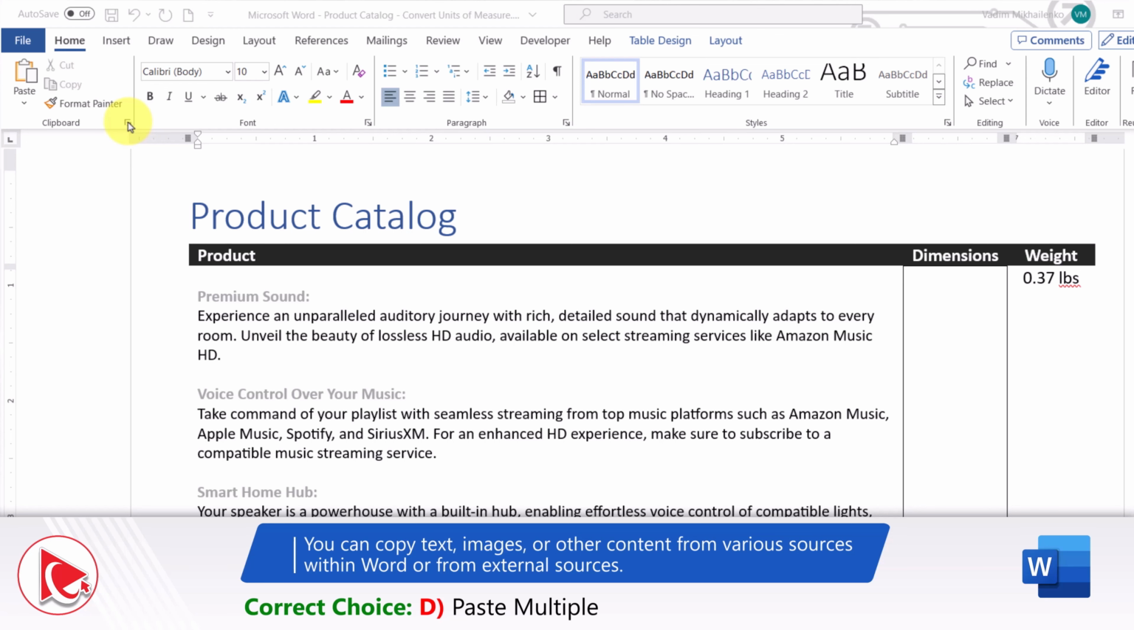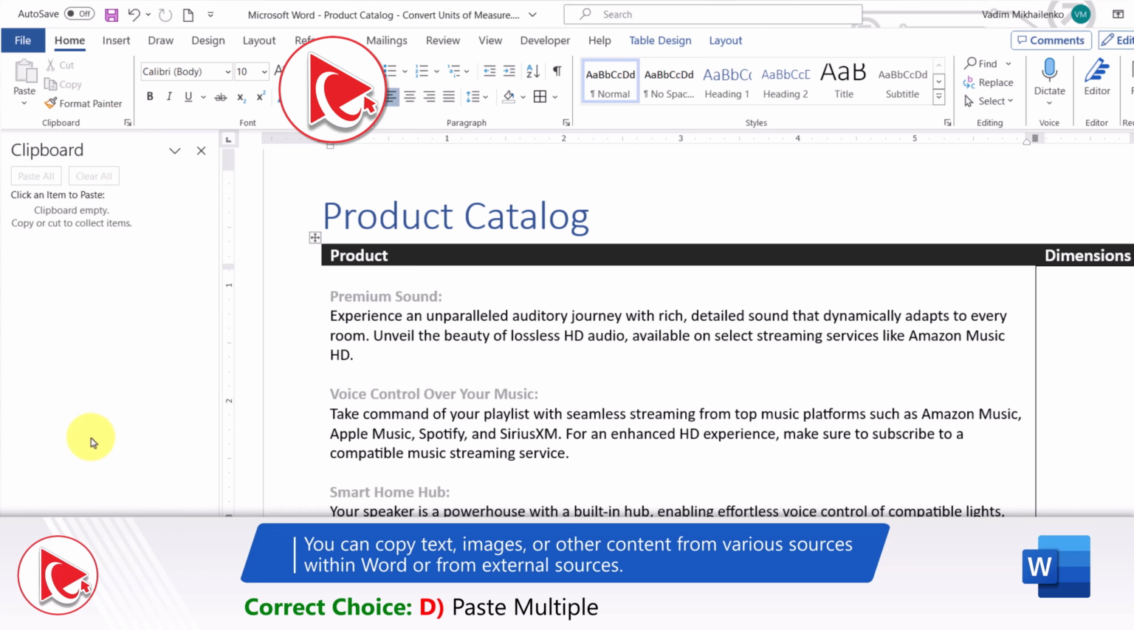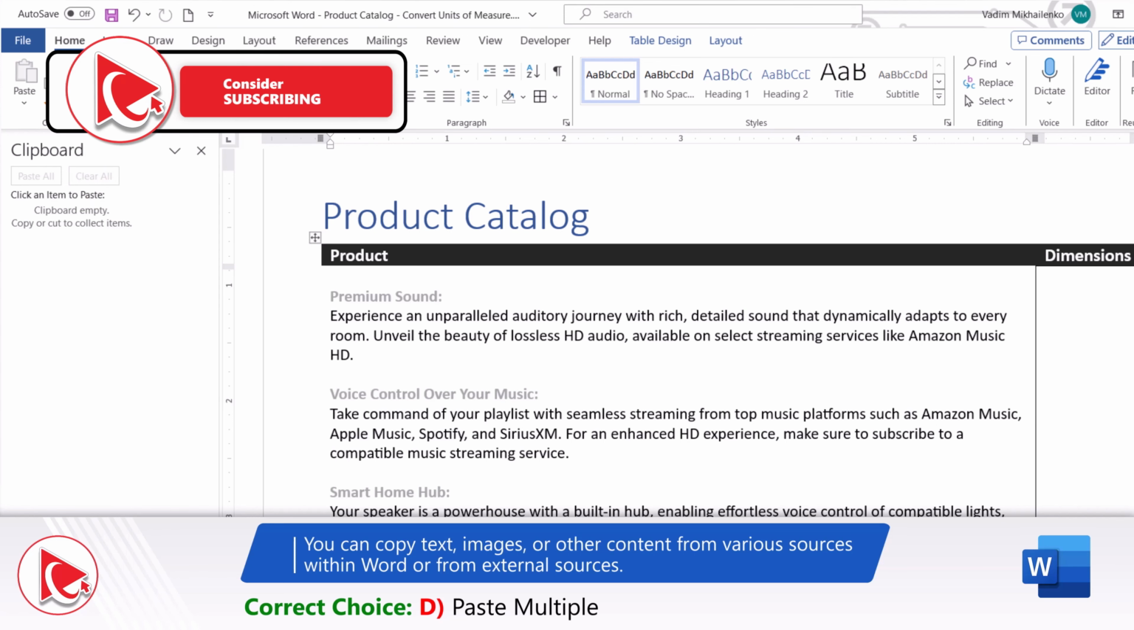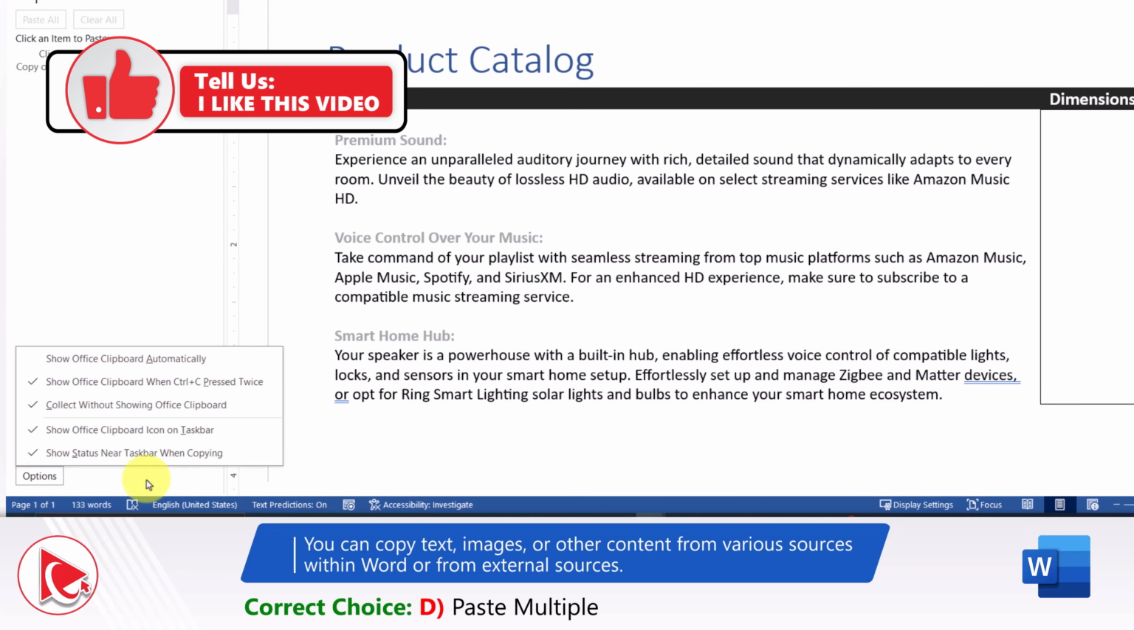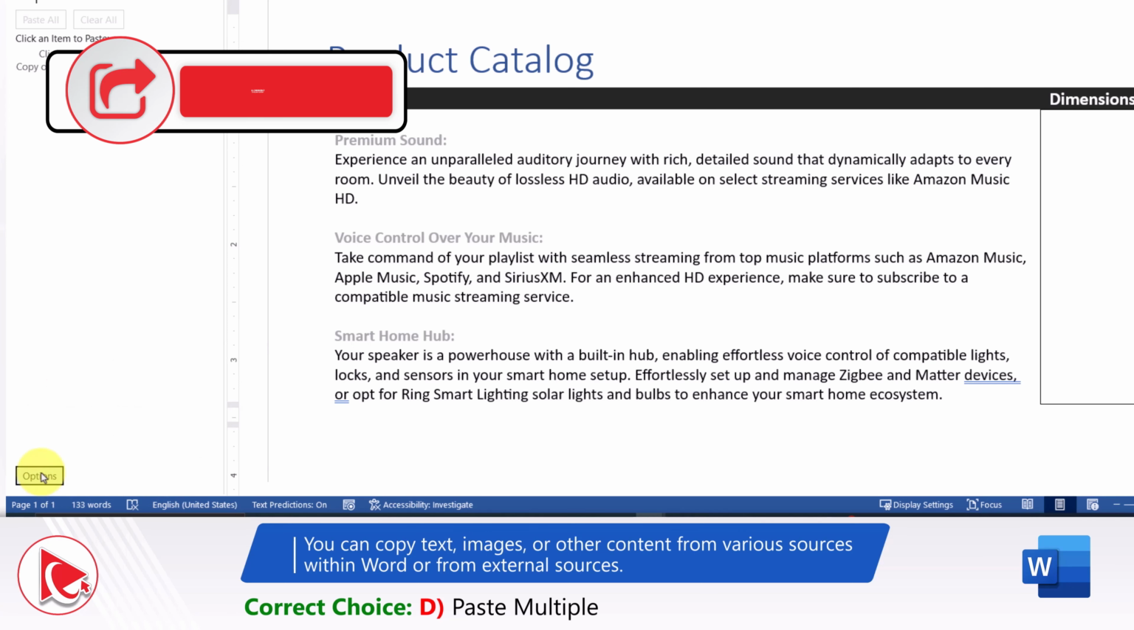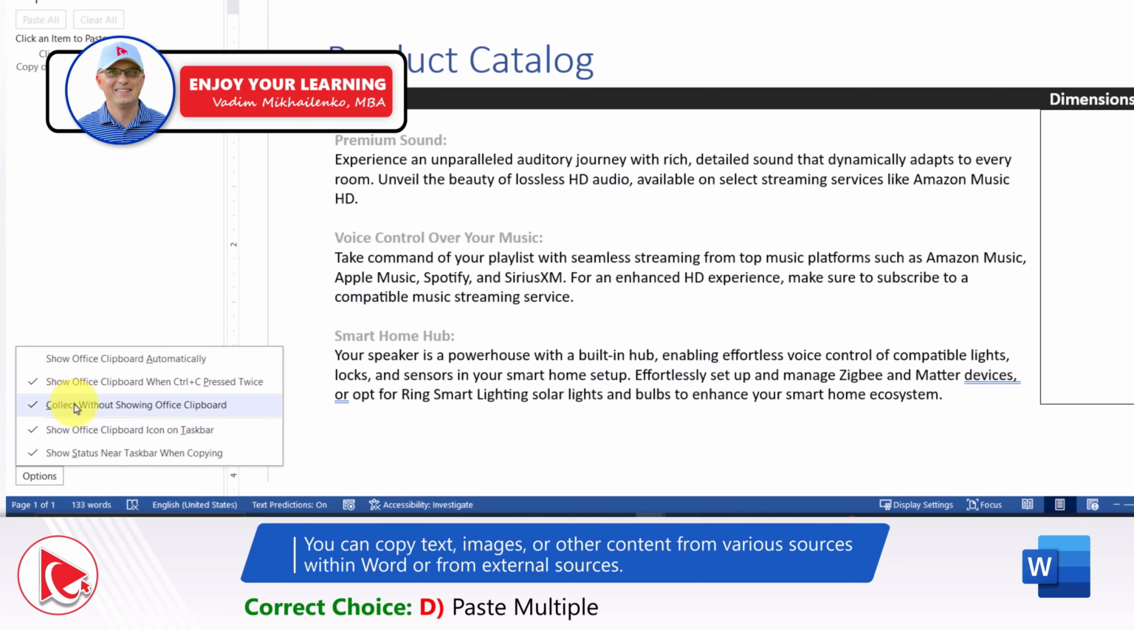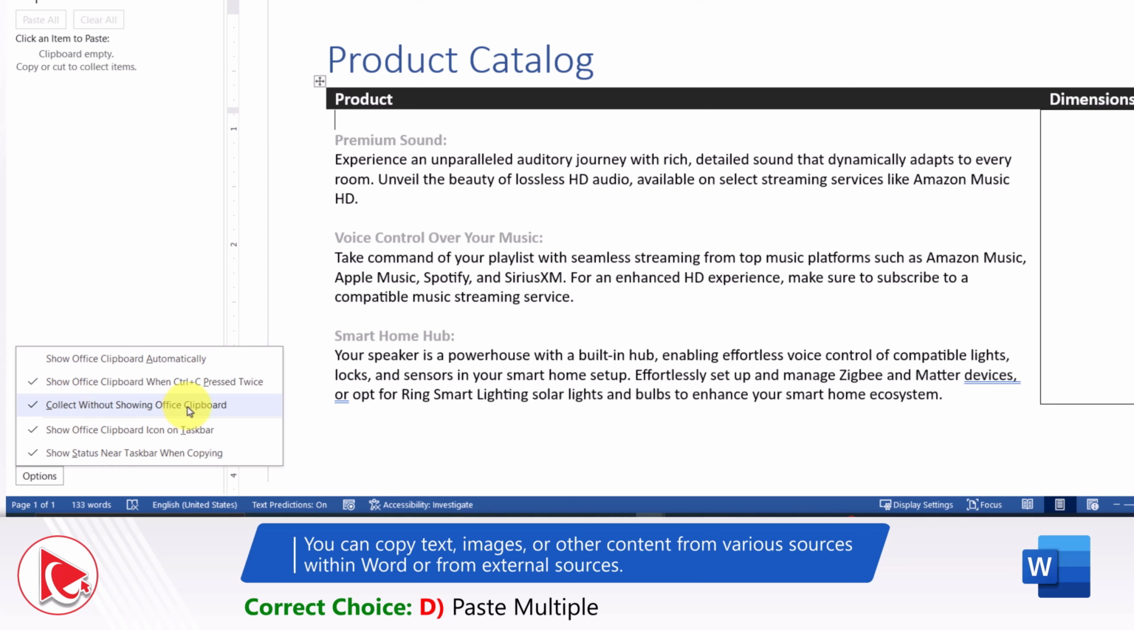To do this, let's check the clipboard settings by clicking on the Clipboard Details button. As you can see, there is nothing currently in the clipboard. Let's check the options on how we can collect the data. To do this, let's click on the Options button, and you see that the clipboard will collect without showing any Office clipboard. You can also choose options Show Office Clipboard Automatically or Show Office Clipboard when Ctrl+C pressed twice.